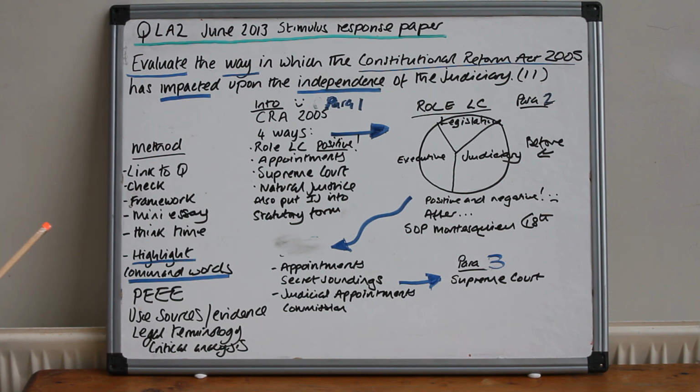So the first thing to think about is the method of answering your questions. Make sure, as you answer your question, that you're linking each part of your answer back to the question. Okay? So make sure you do that. That's incredibly important. And keep checking that as you continue in your answer. It's so easy to just keep going on and on and not link back to the question.